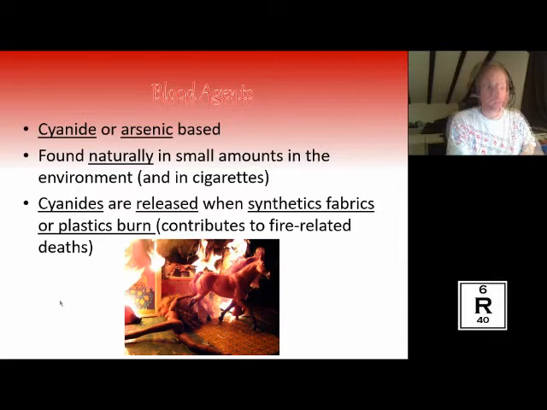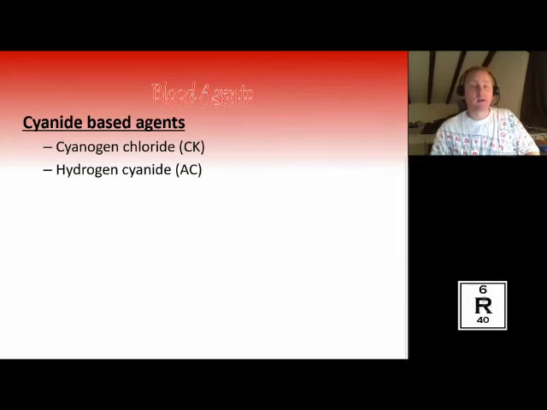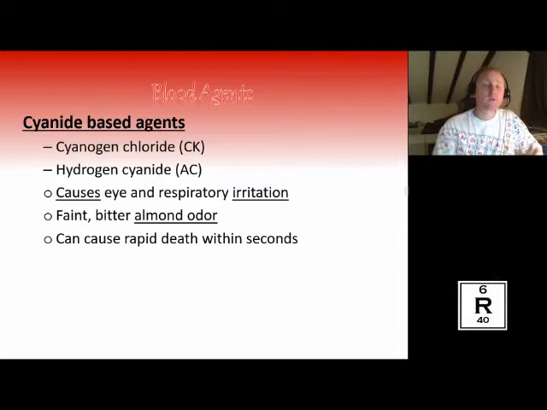So of the cyanide-based blood agents, we're going to talk about two different types, and that's cyanogen chloride and hydrogen cyanide, CK and AC. When exposed to these blood agents, it will cause your eye and respiratory irritation, and there will be a faint almond odor that soldiers, airmen, people in the situation that could be exposed to it will be alert for. So if they smell that almond odor, they know quickly to get those gas masks on.